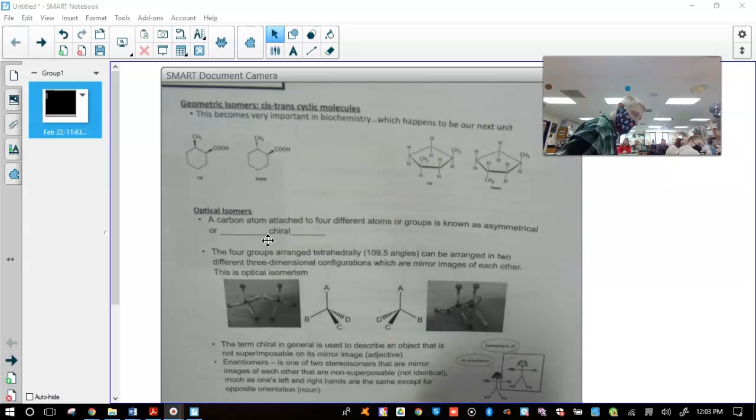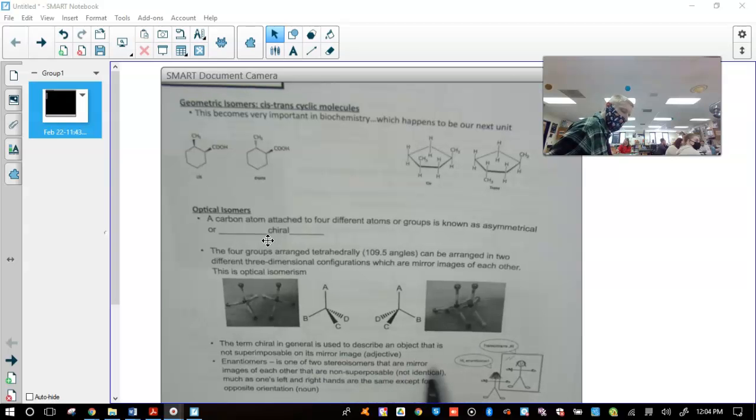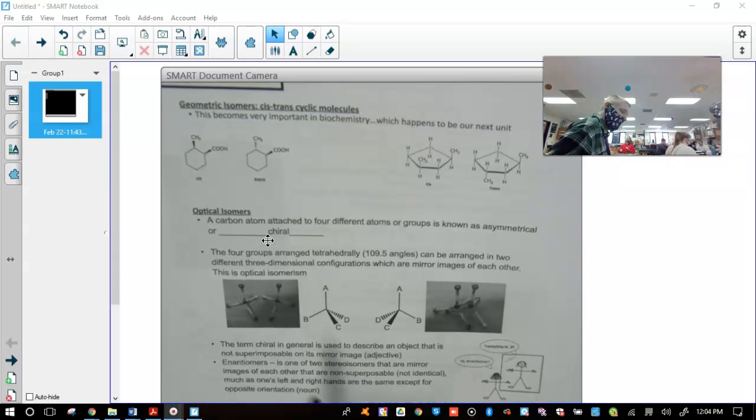All right. The term chiral in general is used to describe an object that is not superimposable on its mirror image. It's the adjective, whereas an enantiomer is the noun. Thinking a little bit of English class here, it is one of 2 stereoisomers that are mirror images of each other. They're not superimposable, not identical, much as one's left and right hands are not the same except for opposite orientation. So enantiomer is the noun, chiral is the adjective version of that noun.